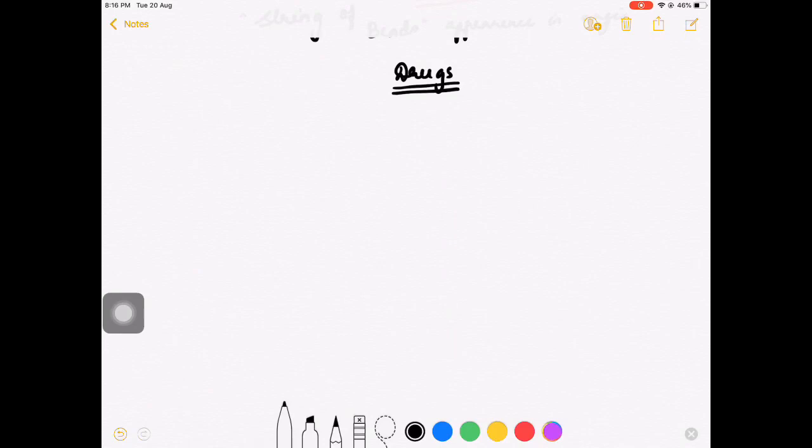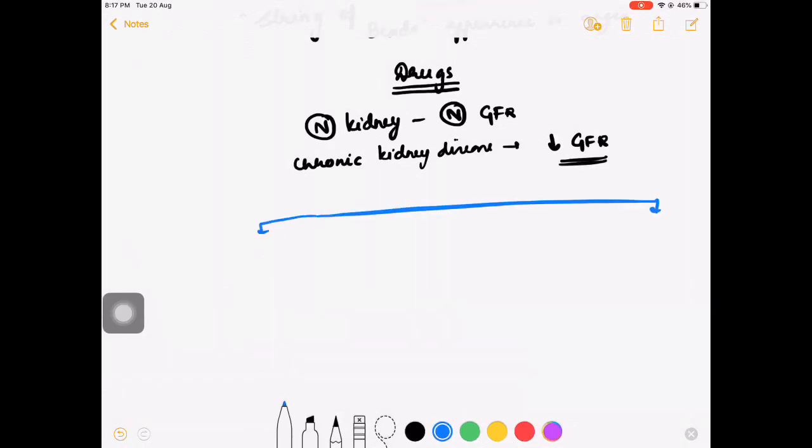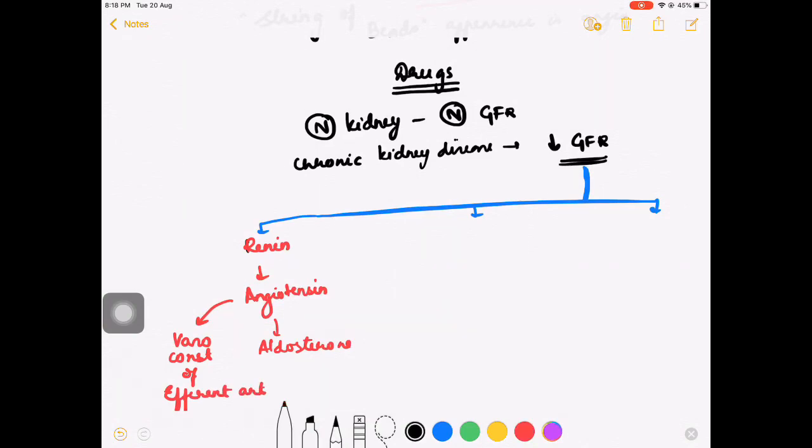And here is how drugs cause AKI. In a normal kidney, there will be a normal GFR, whereas in chronic kidney disease kidneys, there will be a decreased GFR. Therefore, to stabilize the GFR, there are three normal intrinsic mechanisms in the kidney. Decreased GFR activates renin. Renin activates angiotensin. Angiotensin activates aldosterone. Angiotensin causes vasoconstriction of the efferent arteriole. This increases GFR. How this increases GFR will be discussed later in the video.